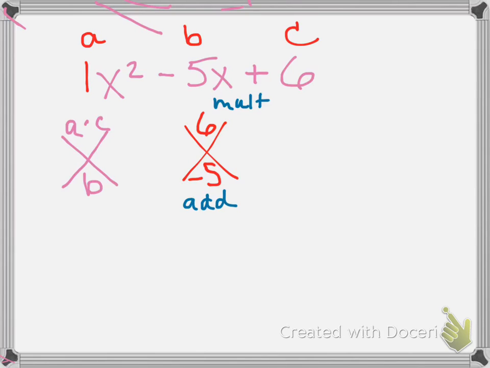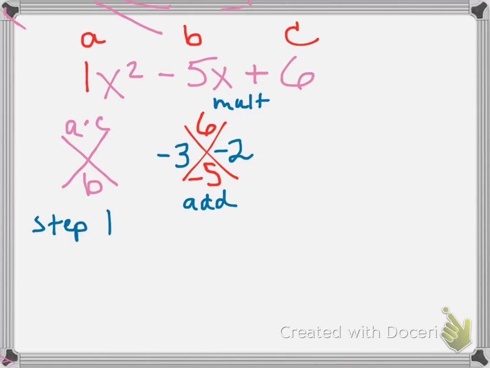Yes. And what would the signs on 3 and 2 be in order for them to add up to negative 5? They're going to have to be negative, right? Negative 3 and negative 2 add up to negative 5. Negative 3 times negative 2 is positive 6. Okay, so this is step 1 of the process. Step 1, do the diamond problem.